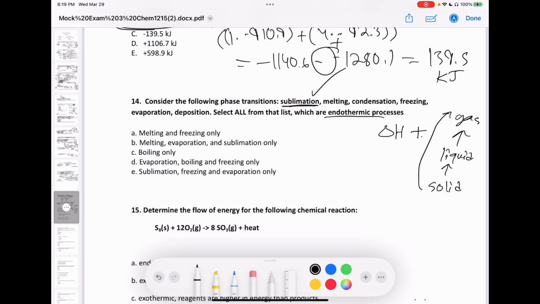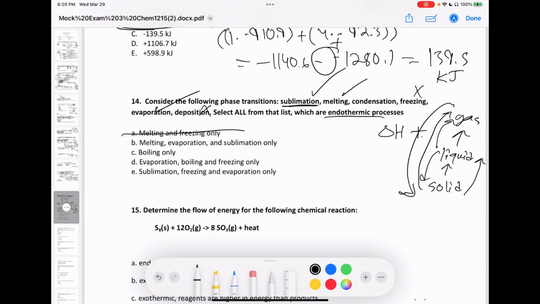Melting means I can think of this as going from an ice cube to water. That's also going up, so we want melting. Hold on, wait, let me go back to that. Freezing is going to be a liquid turning to a solid, so it's not freezing. Evaporation is going from a liquid to a gas, so that's also absorbing heat. We want that one. Deposition is the opposite of sublimation, so it goes straight from gas to solid. So we don't want that one.